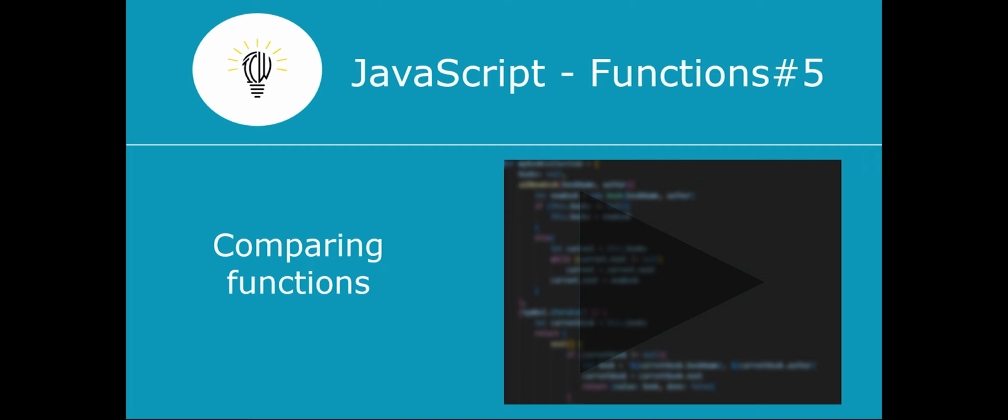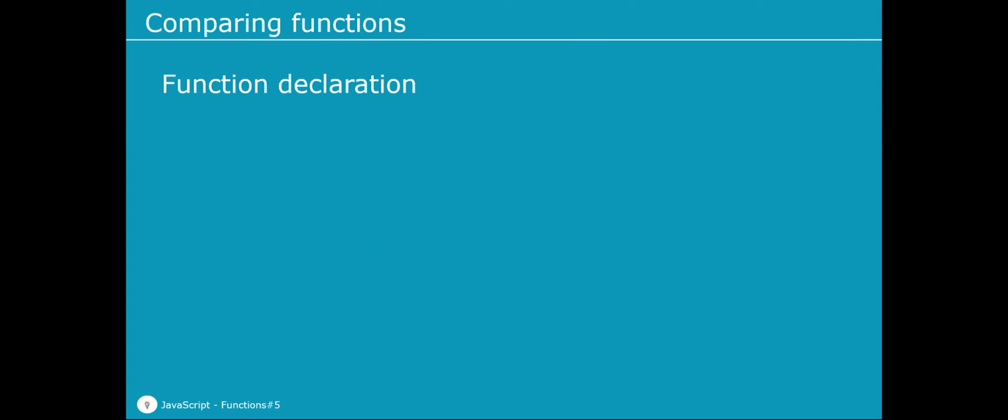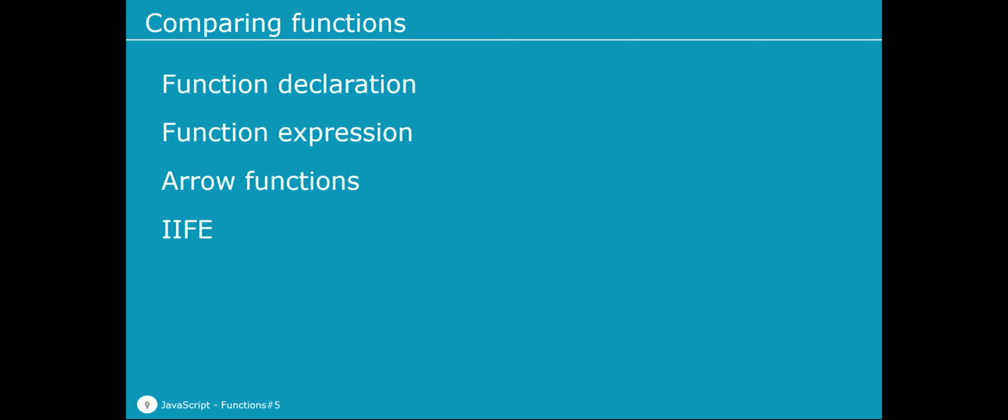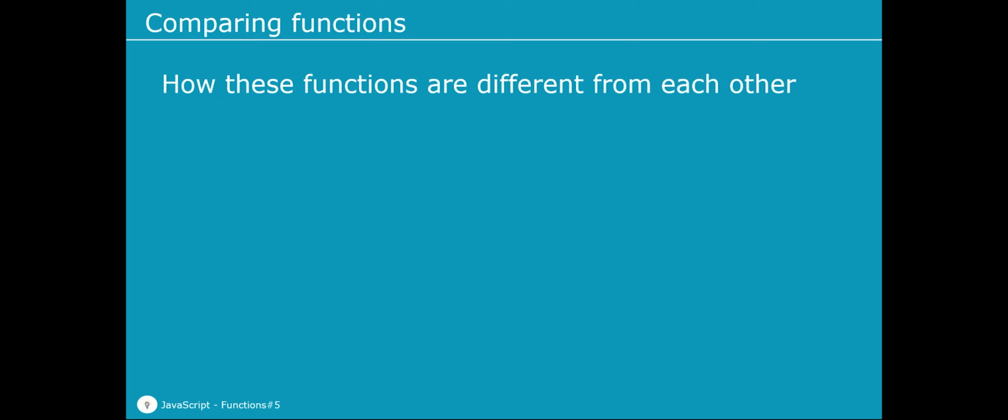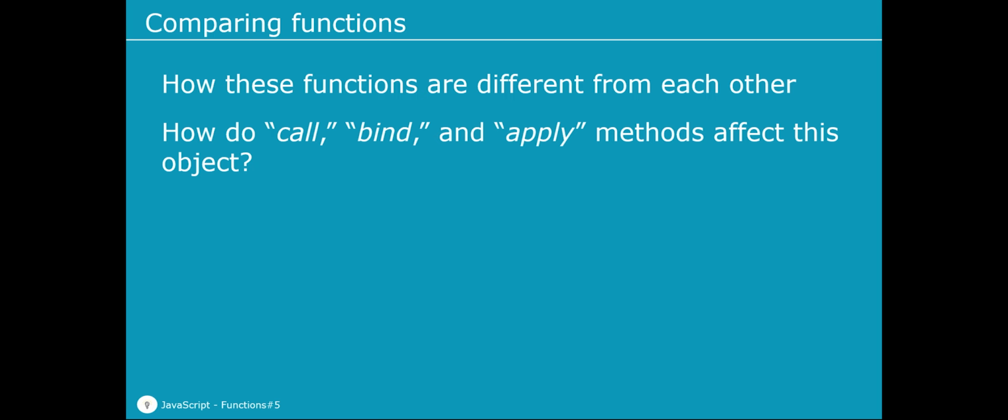JavaScript offers different types of functions for different programming needs. These types provide developers with some flexibility in how they can write and use these functions. So far, we have learned about function declarations, function expressions, arrow functions, and IIFE. In this section, we will summarize how these functions differ from each other, how methods like call, bind, and apply affect the this object, and finally, how these functions can be used in practical situations.